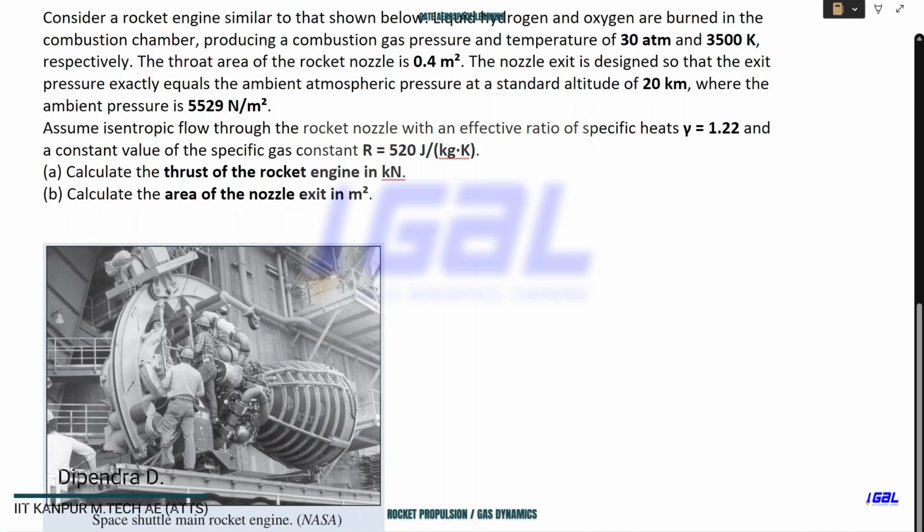Okay, so hi everyone, welcome to this lecture. In this lecture, I want to work out this problem. I have taken this problem from the Zucker and Anderson book. I find this question interesting, and we also learn a lot of concepts in this.